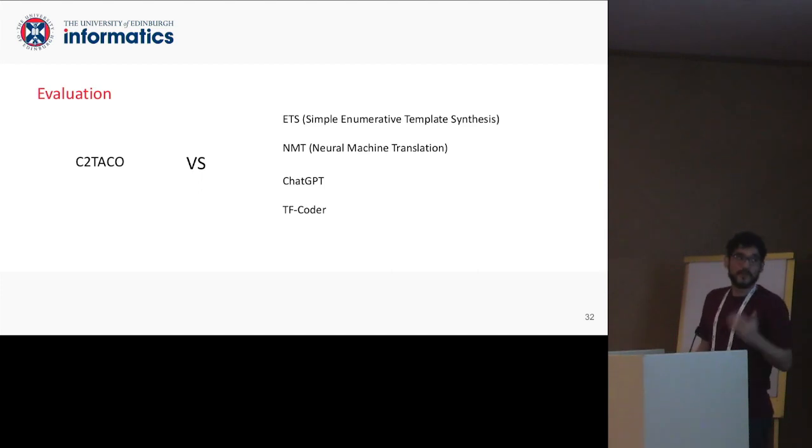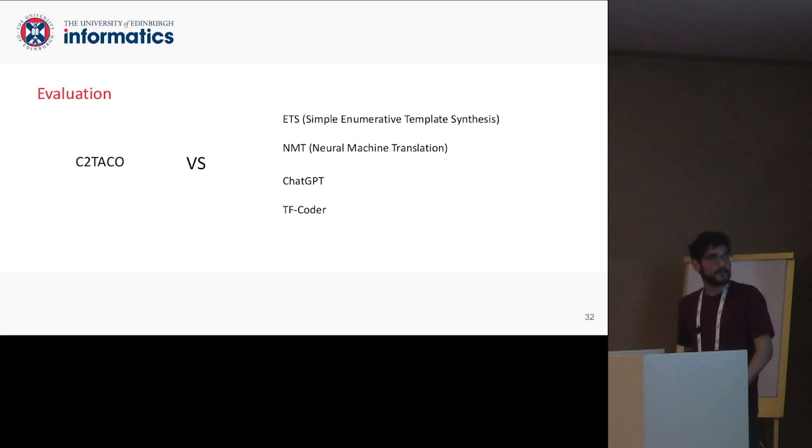And we also compare against TF Coder, which is an open source synthesizer that also synthesizes programs from input output examples, and it synthesizes programs in TensorFlow. And we manually check that the search space of TensorFlow is able to represent all the programs in TACO, so it's a valid comparison.